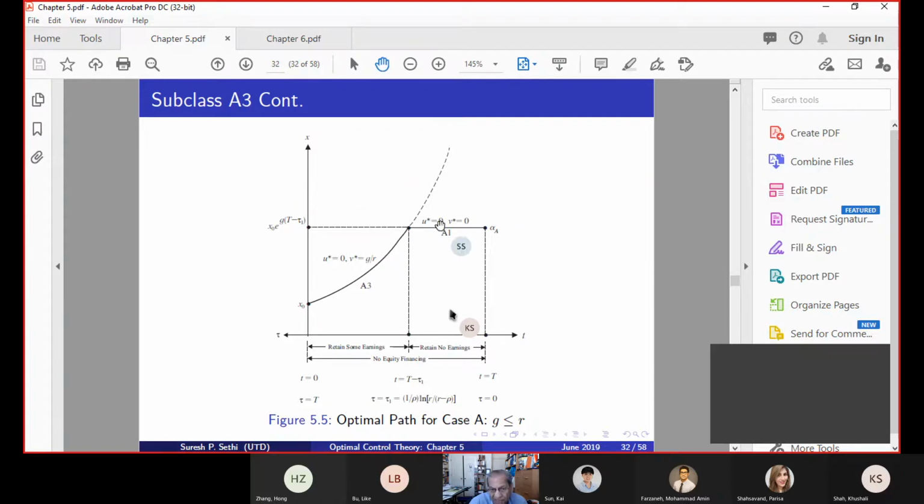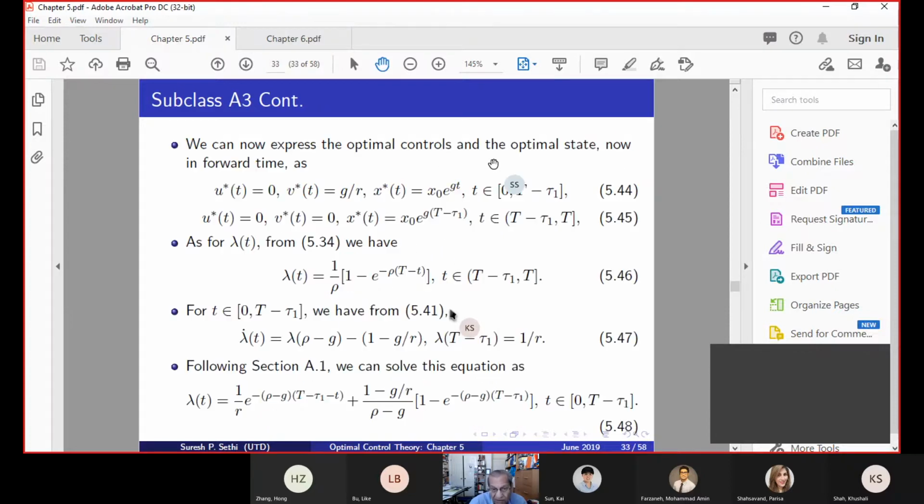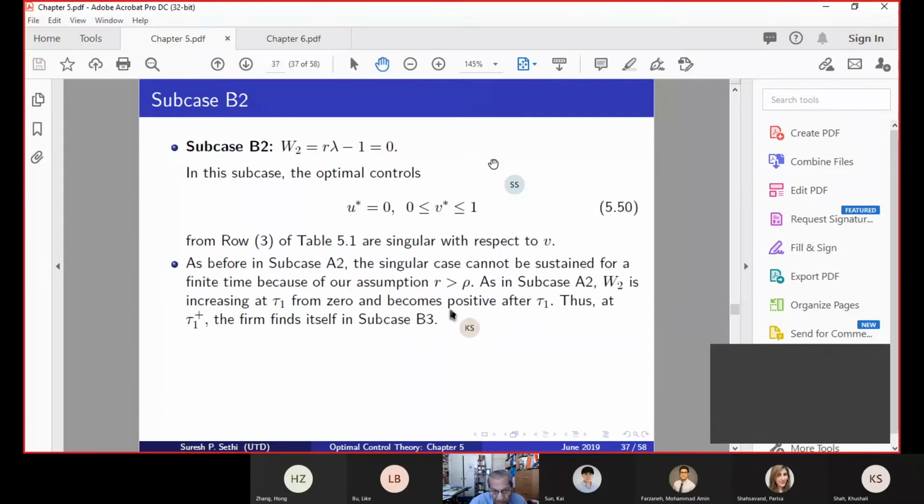But it's not much different, at least at this point. But later on, one more point is coming in. Remember the picture? So I'm in case B2. B2 is this control, where V star is less than or equal to 1. If you go to the table, it's min of G by R, comma 1. And since G by R is bigger than 1, the min of that is 1.